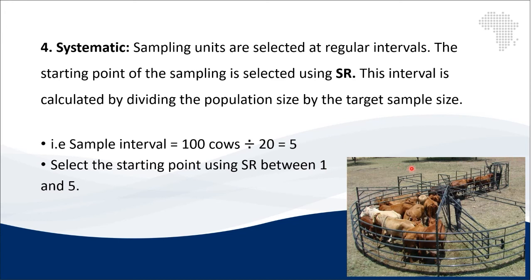So once you've selected your starting point between one and five, maybe you select 2 as your starting point. Then you allow the animals to come out, 1, 2. When the second animal comes out, that's when you start counting your interval. So you'd count 1, 2 from the second one, then 3, 4, 5, 6, 7. That is the fifth. Then you sample that one, and continue all the way until you get to the desired sample size.